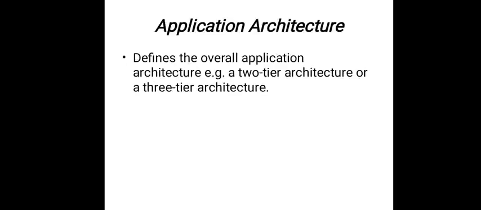Next is the application architecture. It defines overall application architecture. For example, whether we are going for a 2-tier architecture or it would be a 3-tier architecture. It must contain a diagram depicting the system architecture properly. Architecture is the highest level concept of a system in its environment.